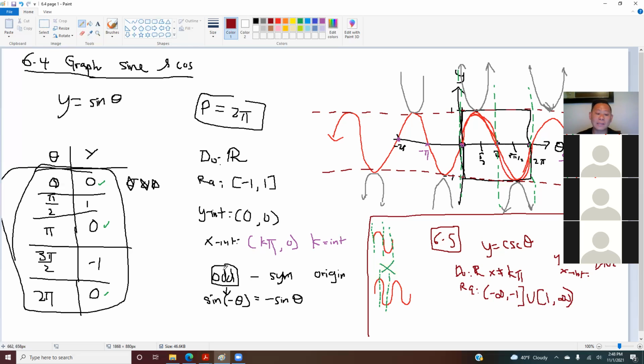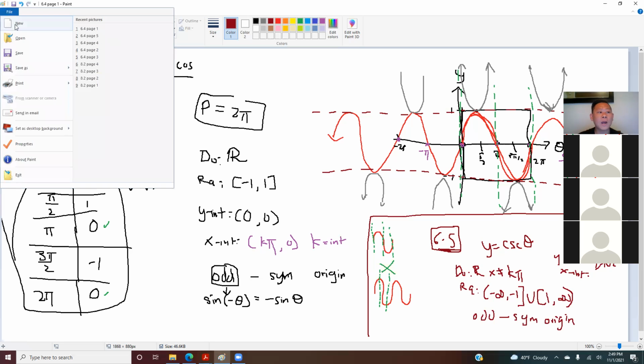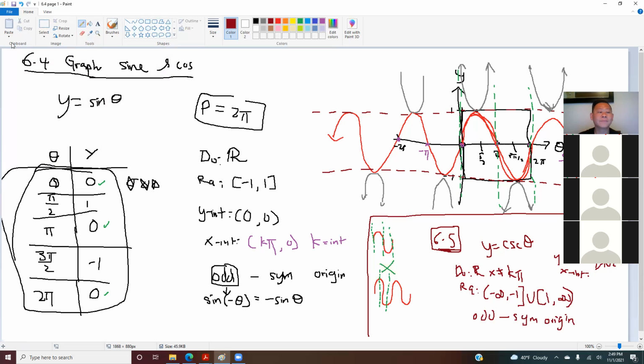This graph is an odd graph, meaning it is symmetric with respect to the origin. Okay. So this is in 6.5. You learn the cosecant graph. If you want to draw the cosecant graph, you will have to draw the sine graph first, and then you do the up down up down. Okay. Questions with this?